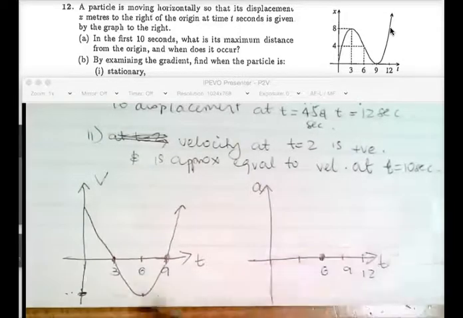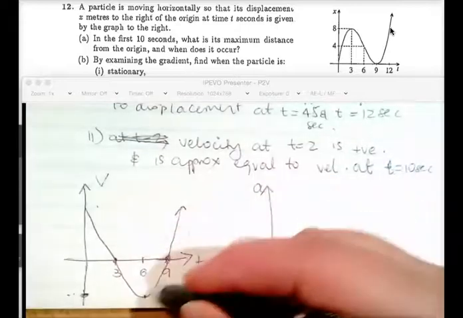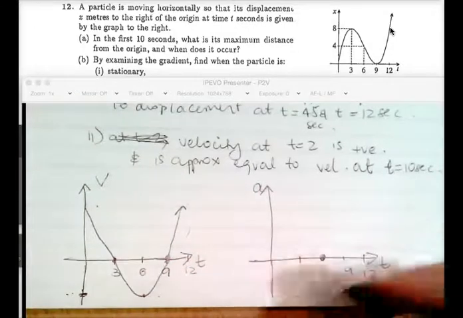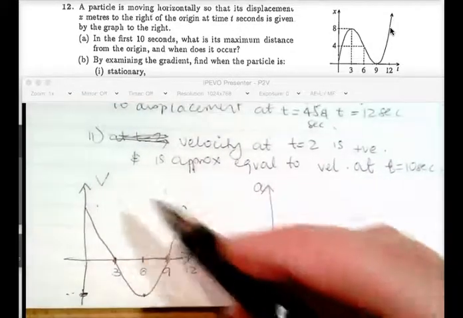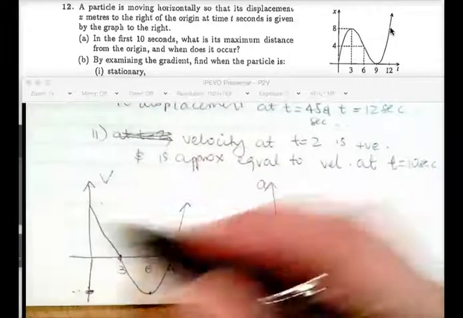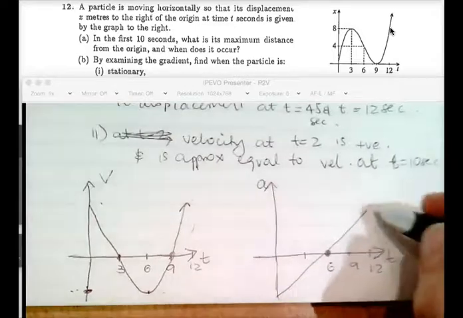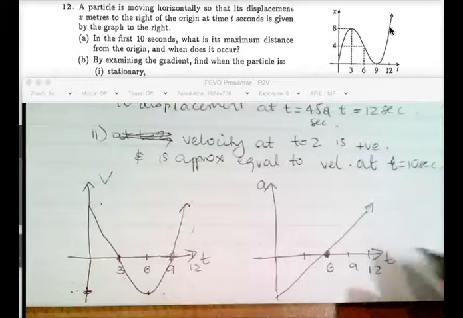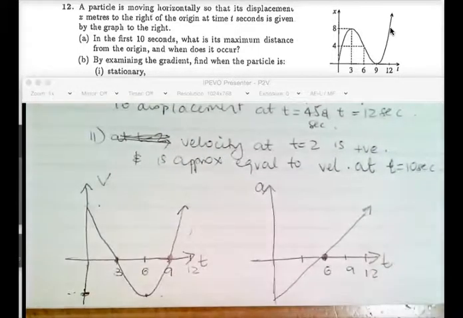We've got negative acceleration from 0 to 6 seconds and positive acceleration from 6 to, I think this goes up to 12 seconds. And it will be a straight line, because if you look at that curve, it's like a parabola, like an x squared graph. If you differentiate it, you will get an x, like y equals x type curve, which will be a straight line. So therefore this is the sketch of the acceleration curve versus time.